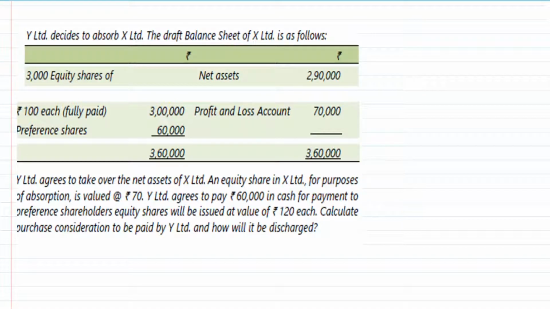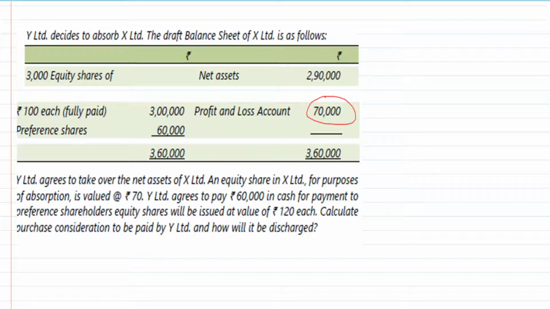Y Limited decides to absorb X Limited. The draft balance sheet of X Limited is as follows. 3,000 equity shares are there of rupees 100 each, fully paid up. Preference shares are there. Net assets and profit and loss account. So it seems to be a loss-making company.